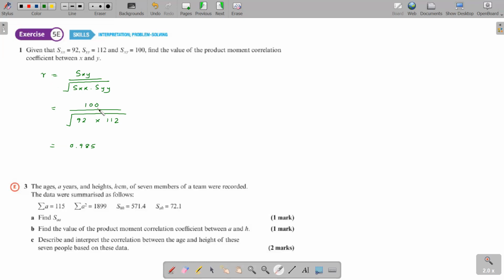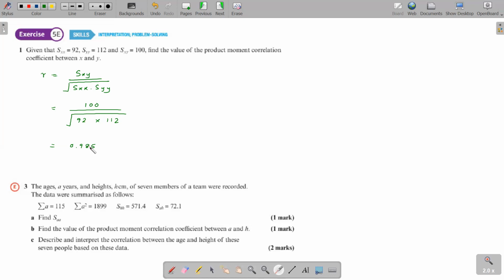Okay. So SXY value is 100. You divide that by the square root of SXX is 92. Okay, guys. And then SYY is 112. So simply type this in the calculator and you can see you get an R value of 0.985. It's a positive R value. And guys, when you see the value 0.985, you need to be able to understand what's going on here. So R value of 0.985 means it's a positive correlation, like it's quite close to 1.